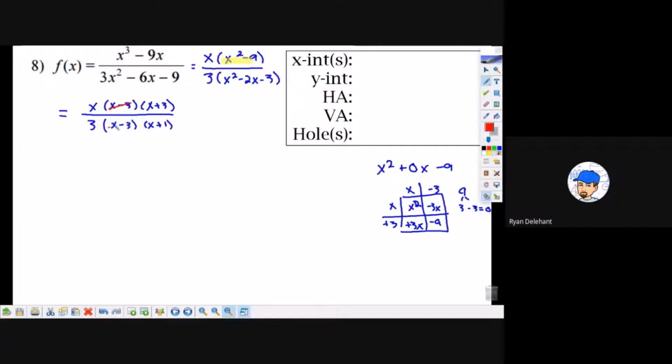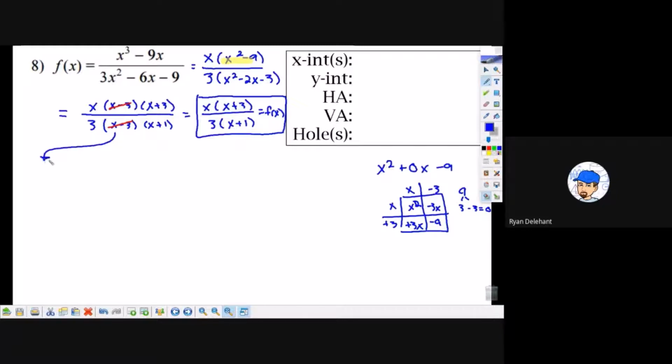So this x minus 3 is going to go away. So I have x times x plus 3, and I have 3 times x plus 1. That is what's left over of f of x after it's factored. This is what I'm going to use when I do the vertical asymptotes and the x and y intercepts because there's less to work with.